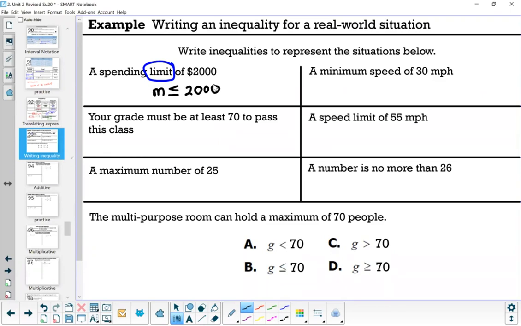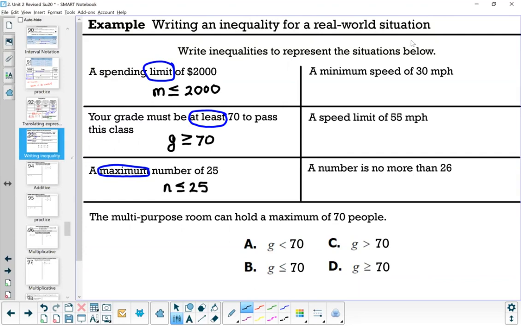Second one, your grade must be at least 70 to pass this class, which is true. That means you are greater than or equal to, so I'm going to say G is greater than or equal to 70. A maximum number of 25. Maybe that's the number of people you can invite to graduation. So N, a maximum, it's like no more than, so N is less than or equal to 25.